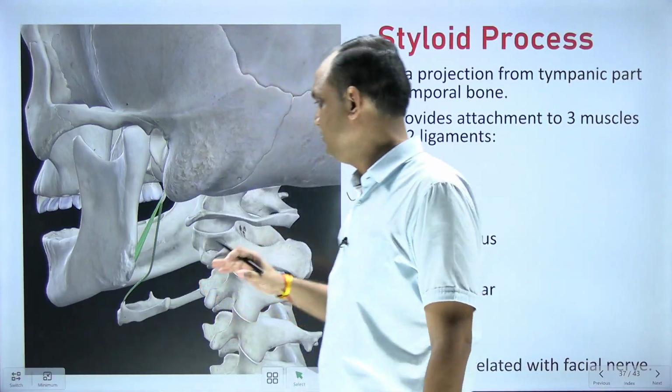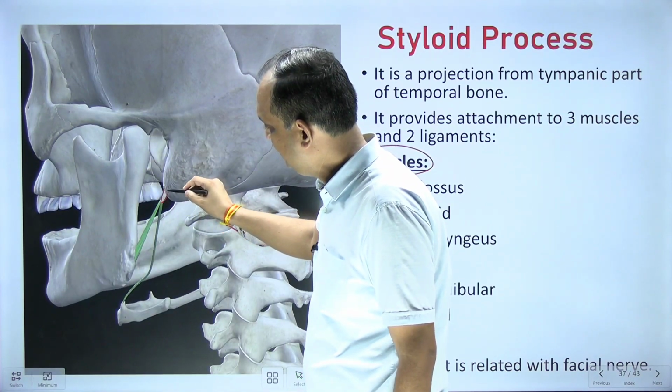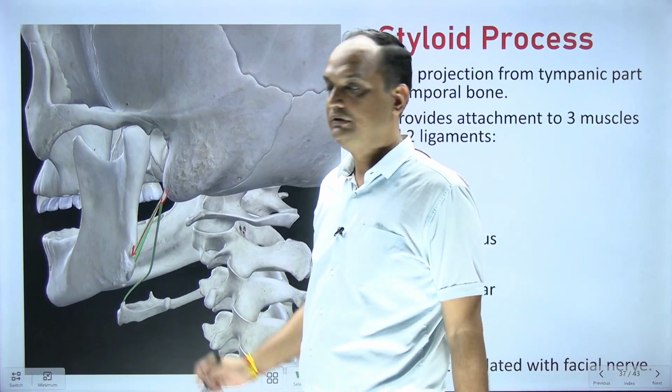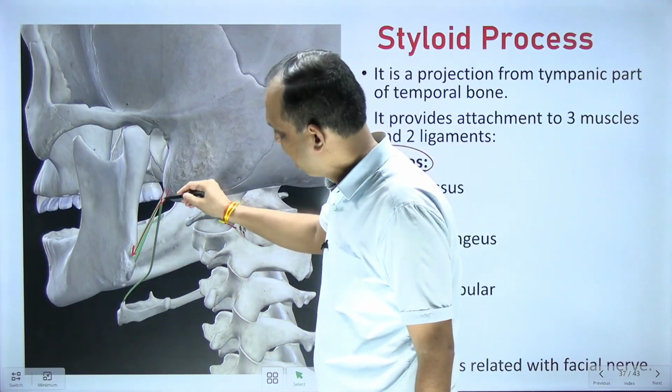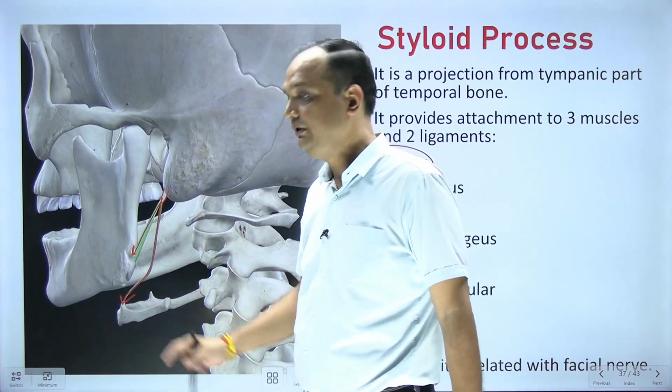Now in this image, you can see the two ligaments. This is the styloid process. One ligament is extending to the posterior border of the angle of the mandible, so this is known as the stylomandibular ligament. And there is a ligament which is going to the hyoid bone, so this will become the stylohyoid ligament.